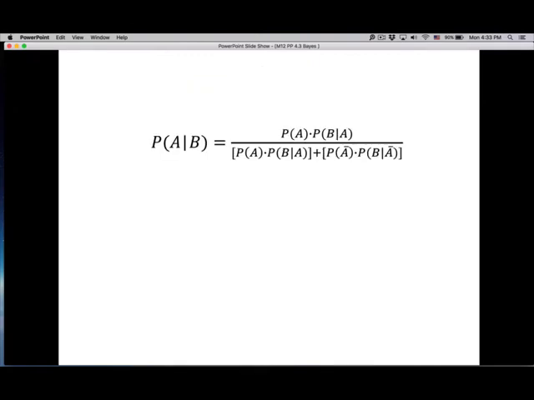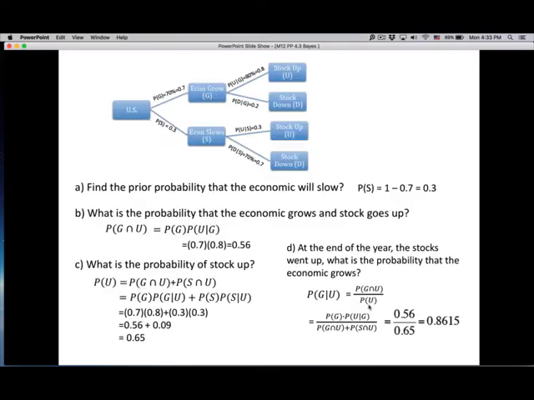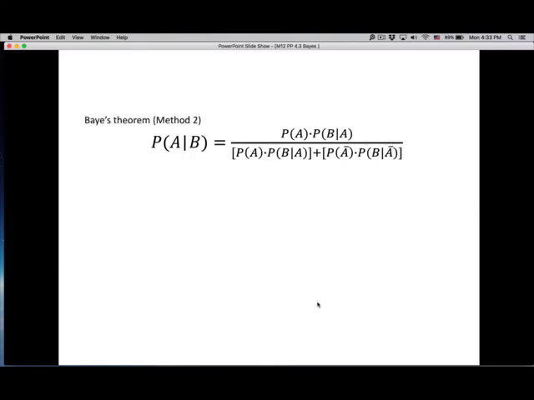Okay, you could also use the formula here. When you compare the formula, this is the Bayes theorem. Using the formula, this part is exactly the same thing that we got from here. That will be just like the formula.